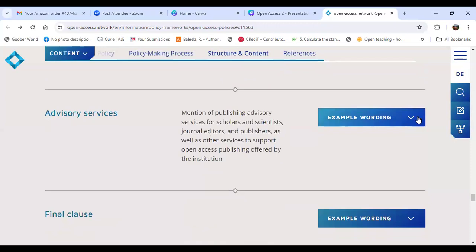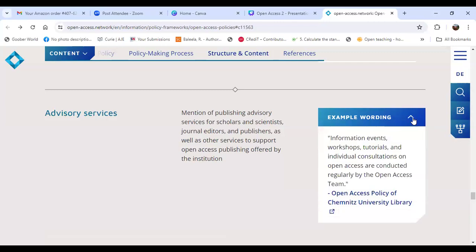Another part of the final section of a policy should be about the advisory services. You need to mention publishing advisory services for scholars and scientists, journal editors, and publishers, as well as other services to support OA publishing offered by the institution. And you can find some wording here, like information events, workshops, tutorials, and individual consultations on open access are conducted regularly by the open access team. You could have a team at the university in addition to an officer, and I will take you through that later on in this presentation.